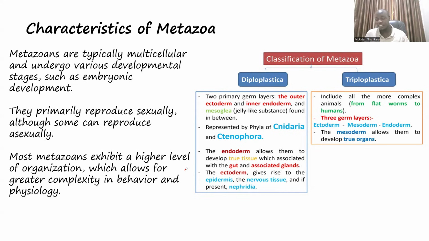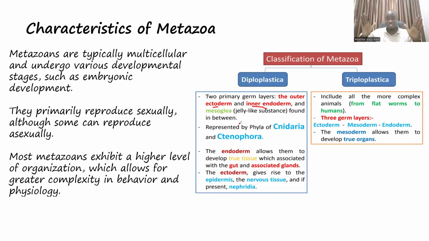One very interesting thing is that Metazoa are divided into two levels. We have Diploblastica and Triploblastica, or in some other textbooks you can see it as diploblastic or triploblastic. Diploblastica, or diploblastic, means that they have two primary germ layers, the outer layer and the inner layer, which are the ectoderm and endoderm. And also they have mesoglea, a jelly-like substance found in between.